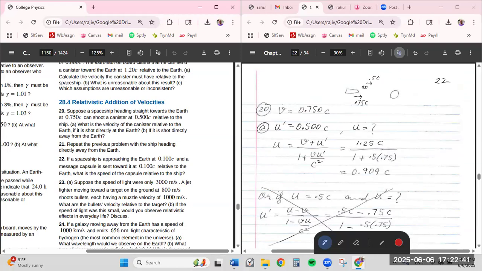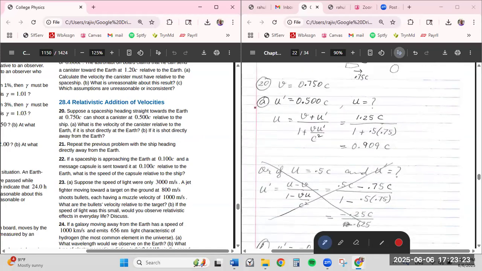Now, if you look at the wording of the problem, a spaceship can shoot a canister at 0.5 c. So presumably we're talking about the canister moving at 0.5 c as seen from the spaceship, and it even qualifies that by saying relative to the ship. So the symbol to be used here is u prime for 0.5 c. And we're looking for the velocity of the canister relative to Earth, so that's going to be u.